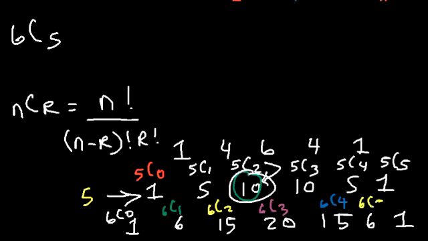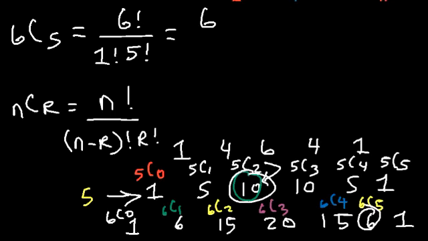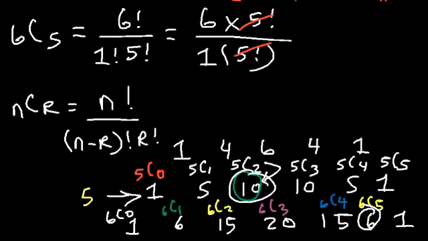So let's go ahead and calculate it. This is going to be 6 factorial divided by 6 minus 5, which is 1 factorial, times 5 factorial. So 6 factorial is 6 times 5 times 4 times 3 times 2 times 1. But instead of writing 5 times 4 all the way to 1, we can leave it as 5 factorial. 1 factorial is simply 1. And notice that we can cancel the 5 factorial, which is going to give us 6.